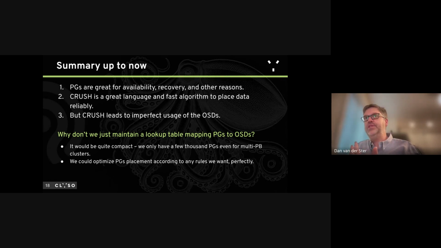Crush is this great language, but it's imperfect. So you might now ask, okay, we have this thing now, we don't need a huge index. Why don't we just maintain a very small database in Ceph, and place the PGs exactly where we want them? If you're thinking logically, maybe as a developer, how can we make Ceph awesome? And that's exactly what we do.